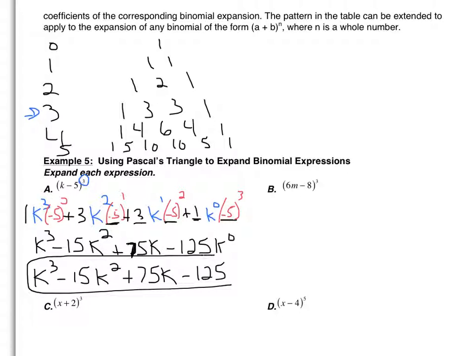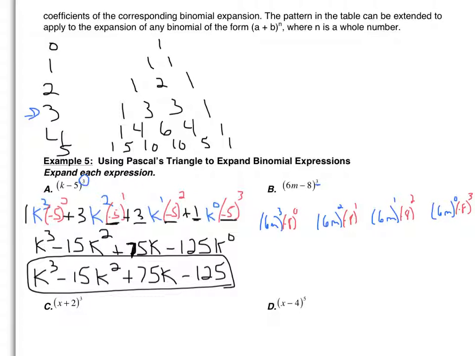So we can rewrite it like this. In example B, we have cubed again. So we're going to start off with 6m. So we start with 6m to the third, and then 6m to the second, and then 6m to the first, and then 6m to the 0. And then we go increasing powers of b, which is negative 8, so we say negative 8 to the 0, negative 8 to the first, negative 8 to the second, negative 8 to the third.